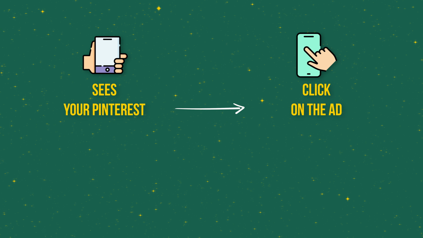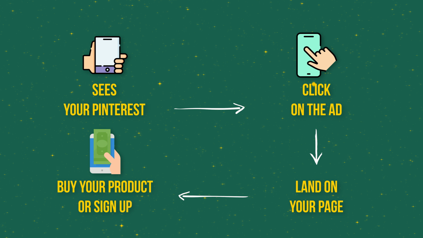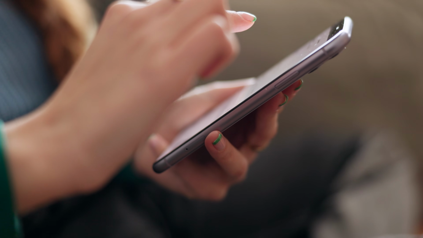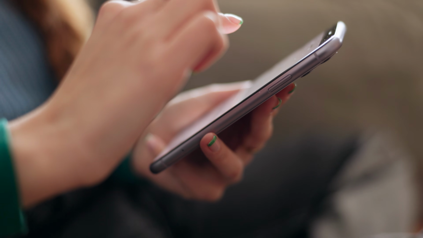Here's a super basic flow. Someone sees your pin, they click on the ad, they land on your page, and they buy your product or sign up. You make money or build your email list. Make sure that your landing page matches the look and feel and the message of your pin. If your pin promises a free five-day meal plan, then your page better deliver exactly that. Keep things clear, clean, and straight to the point. And don't forget to test it on mobile. Most Pinterest users are on their phone.